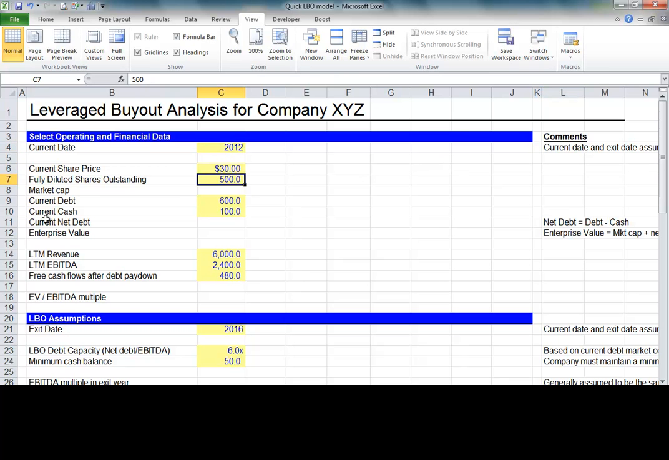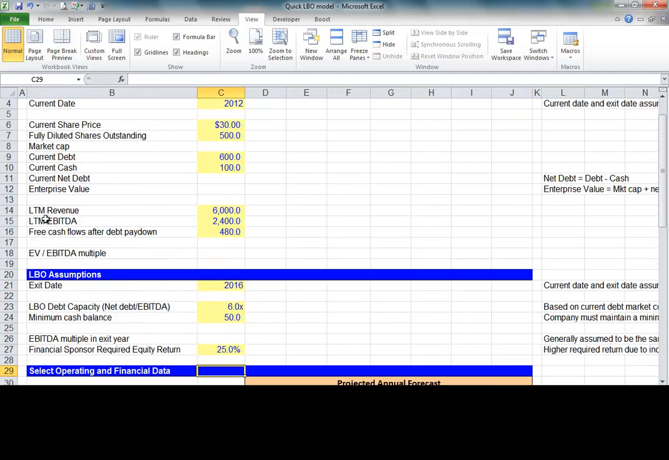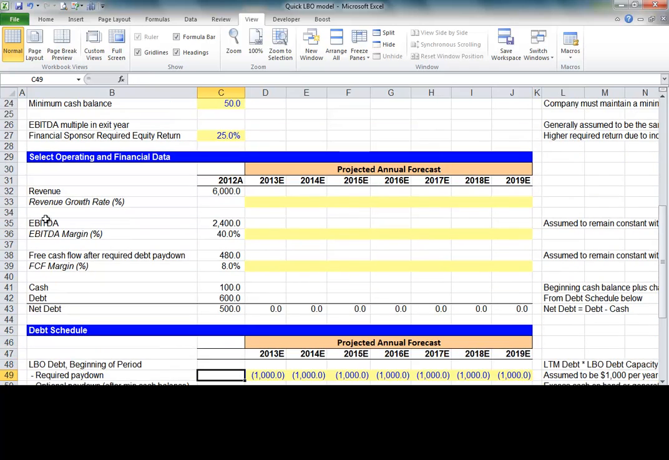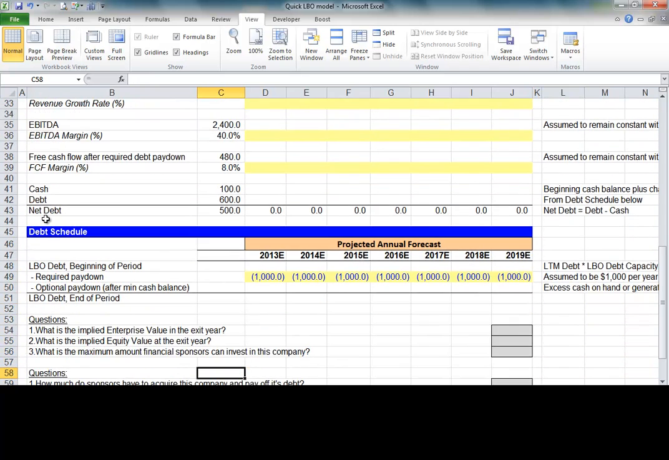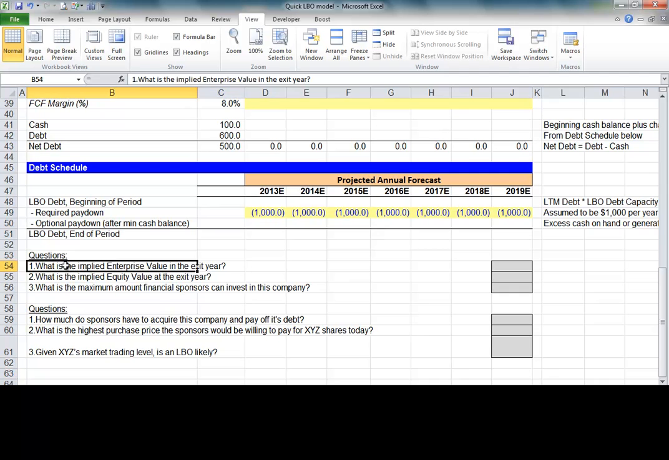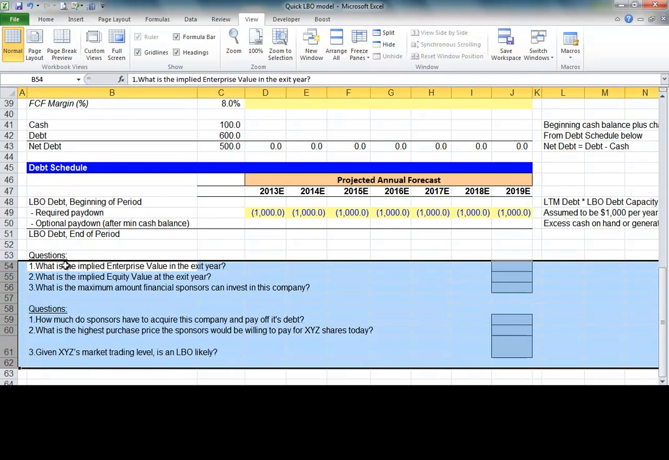Okay. So we need some select operating and financial statement data. We have some assumptions about the LBO. We have a very simple financial model and a very simple debt schedule. And then we're going to answer these six questions.